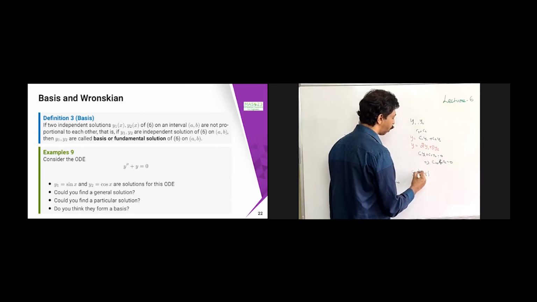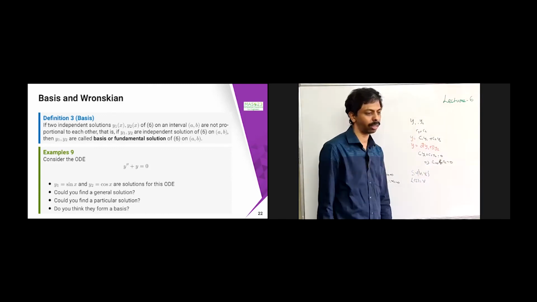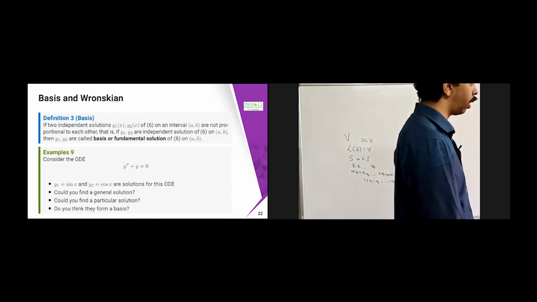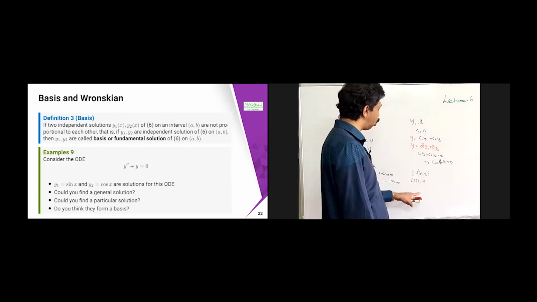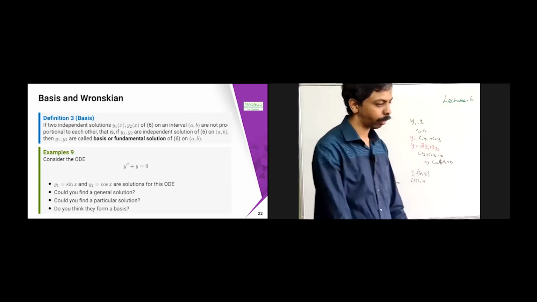Suppose S equals {y1, y2}. Then I have to prove that L of S equals V, where V is the set of all solutions of the given second order ordinary differential equation. Since it is a second order linear ordinary differential equation, you can prove that the set of all solutions has dimension 2. That's the reason we get this.